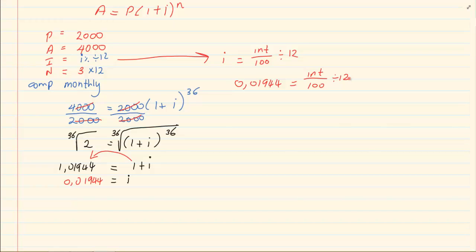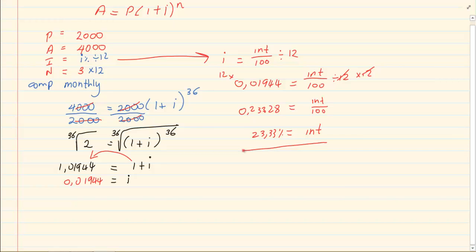At all times, try and keep the answer in your calculator so that you know you're not rounding off too early and you are working with the correct decimal places. So if we times it by 12, we're going to have 0,23328 is equal to our interest over 100. Now we're going to times it by 100 and your final answer will be 23.33%. So our interest rate was 23.33%.